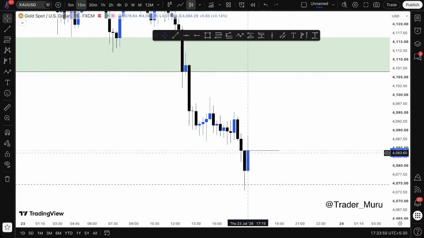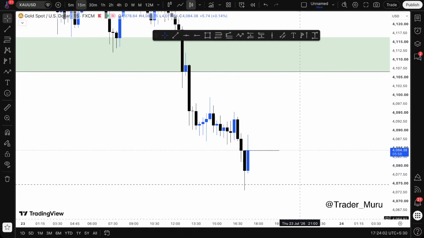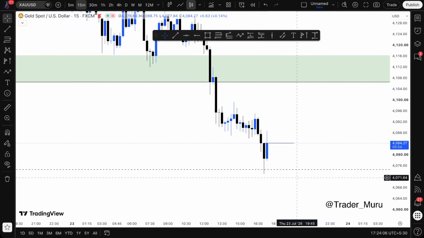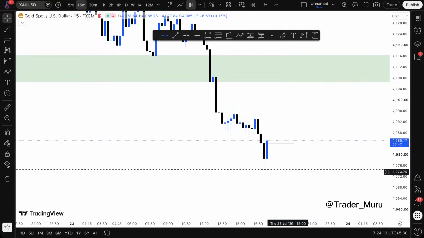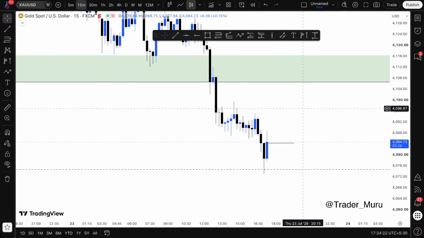If this candle does not close above, it will drop again. Range here for some time till news. And if we have a little bit of range and a breakout before news, then on the retest candle we will be looking for a long, and the target will be this high 4106 and above.